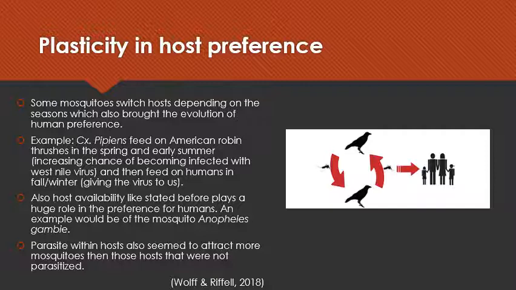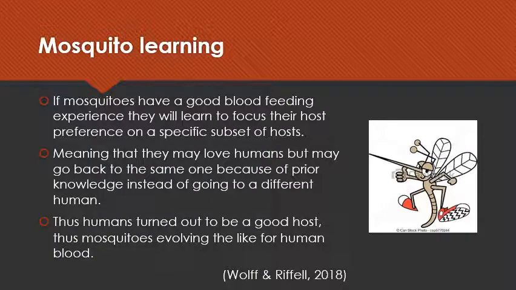This species is also a parasitic example because they favored hosts parasitized by the parasite genus Hepatozoon in snakes than those who were not infected. Mosquitoes also learn just like you and I. We prefer different foods over others just like the mosquito. With that being said, if a mosquito has a good blood feeding experience, they learn to focus their attention on that particular host. They also prefer some humans over others as well, meaning if they like only you, they will keep coming back to you multiple times, so you better watch out.